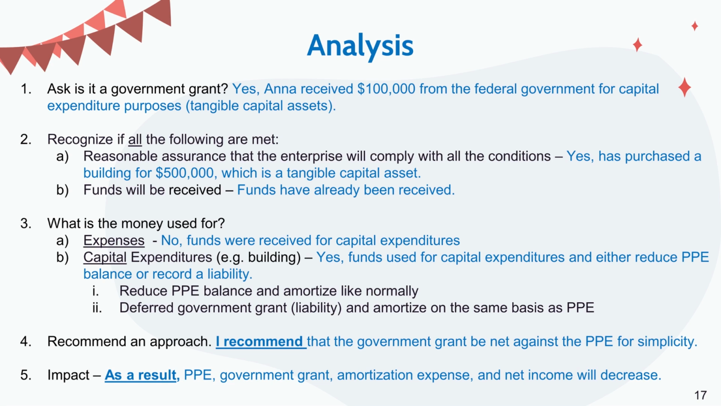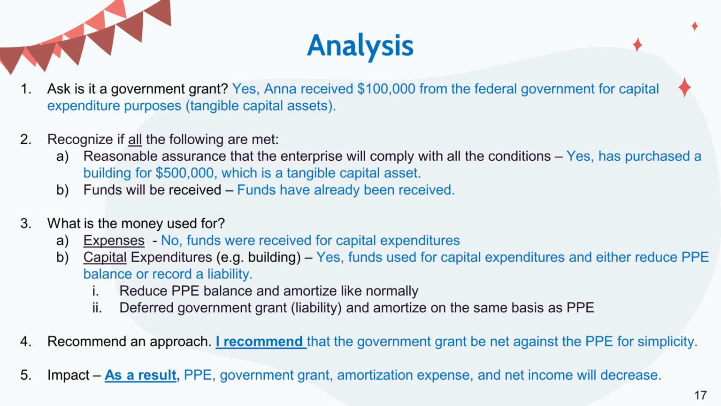The next question is, what is the money going to be used for? Is it going to be for expenses or capital expenditures? In this case, it's used for capital expenditures as the funds were used to purchase a plant, property, or equipment. So in this case, we have two options. We could either reduce the PPE balance and amortize it normally, or we could defer the government grant as a liability and then amortize it on the same basis as the PP&E.